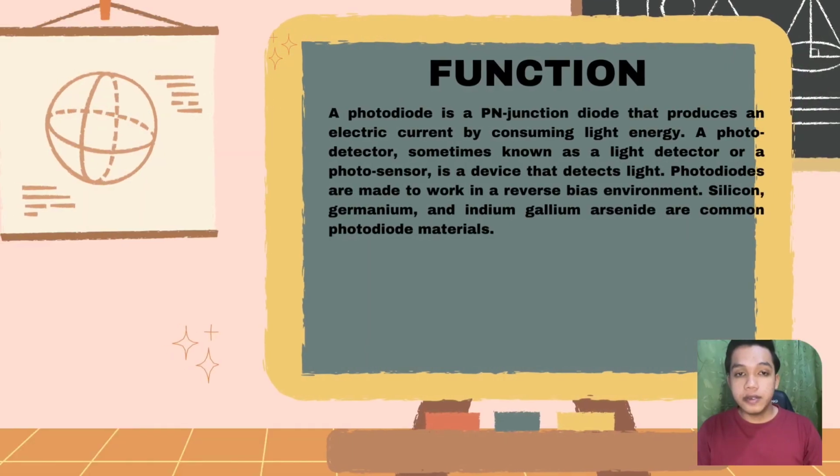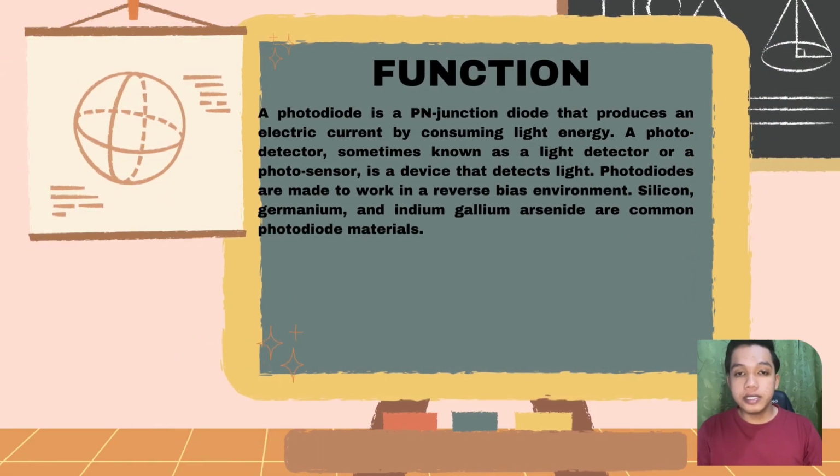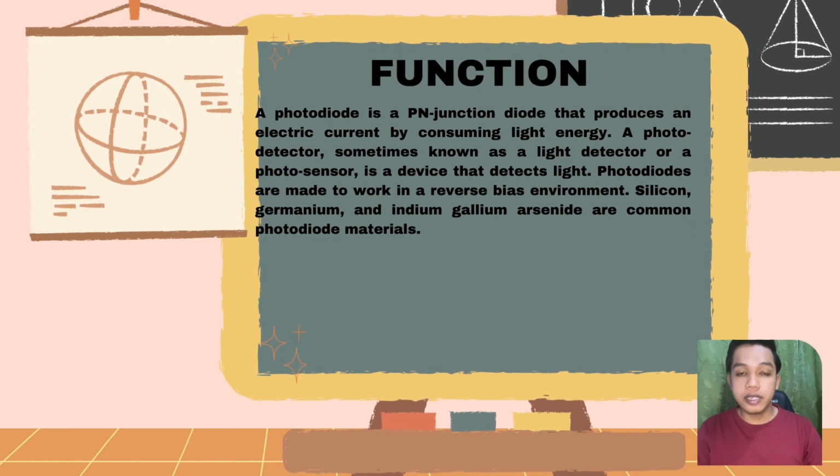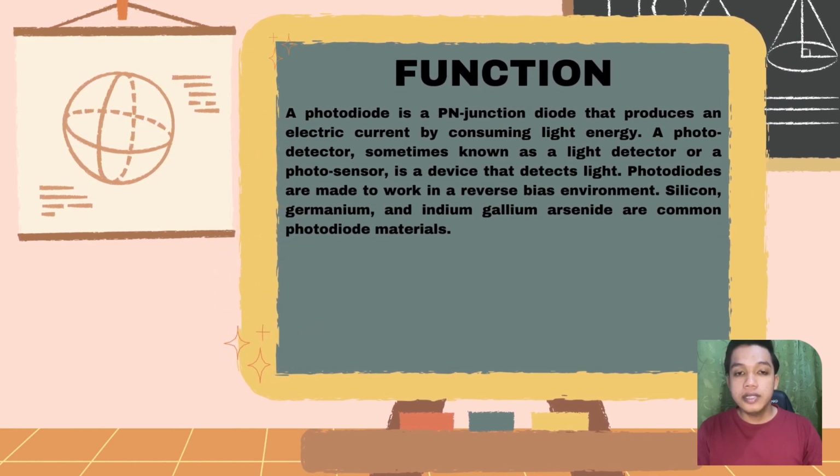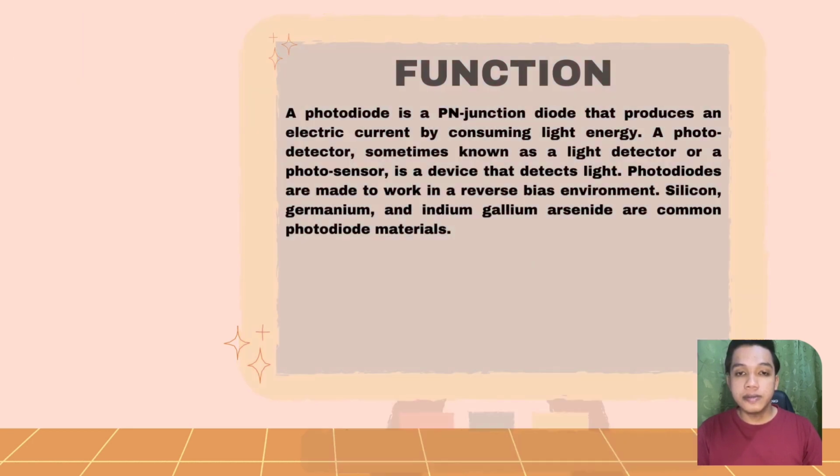For the function, a photodiode is a PN junction diode that produces an electric current by consuming light energy. A photodetector, sometimes known as a light detector or photosensor, is a device that detects light. Photodiodes are made to work in a reverse bias environment. Silicon, germanium, and indium gallium arsenide are common photodiode materials.